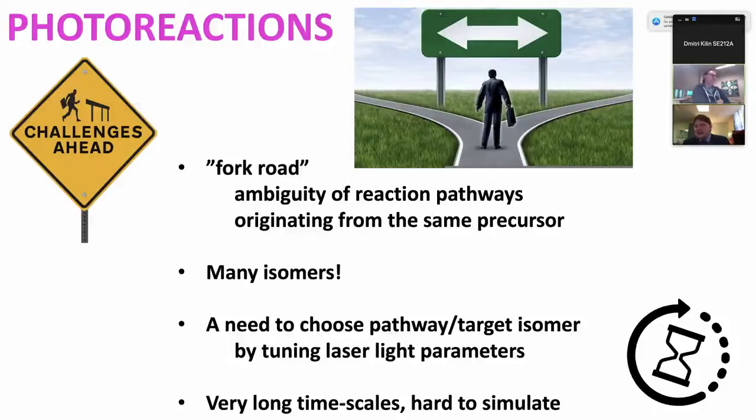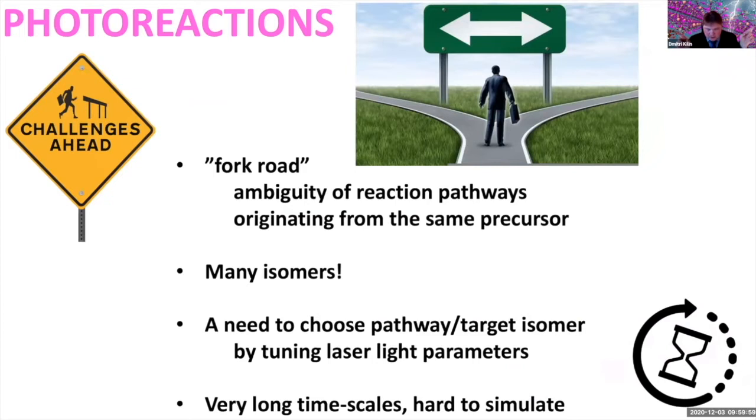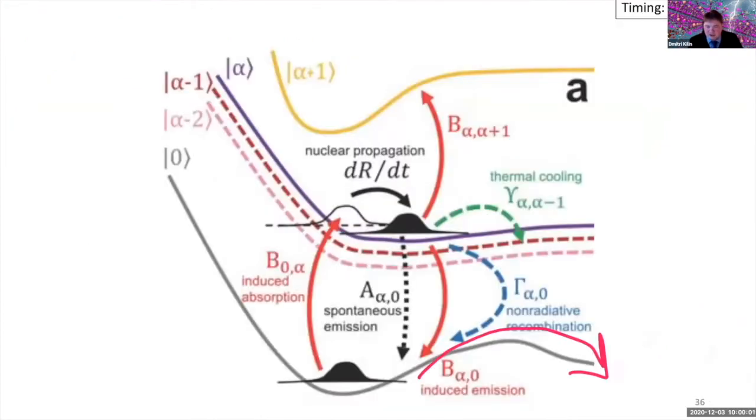Ideally, it would be great to control the formation of isomers by tuning the frequency or intensity of the laser and direct the reaction to the desired product. Upon photoexcitation, there are several pathways. One can recombine, one can go to a higher state, one can break the bond.